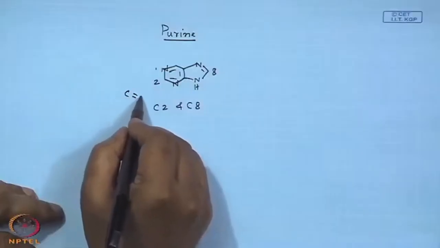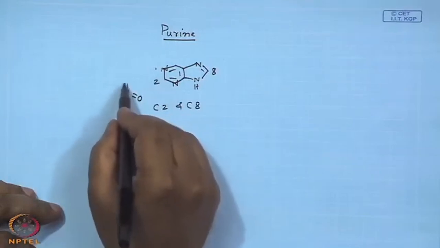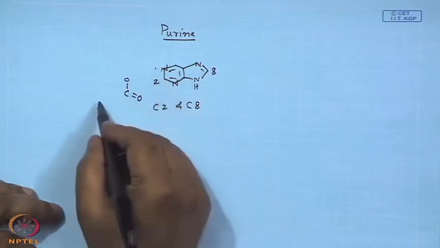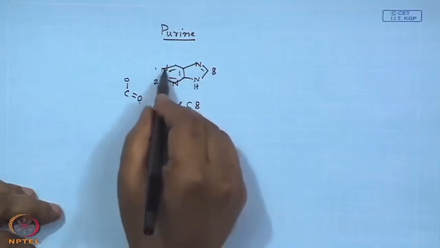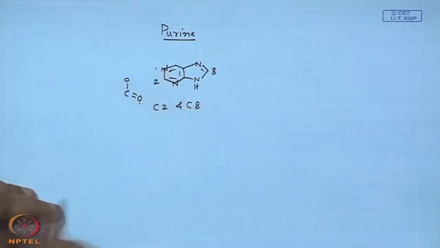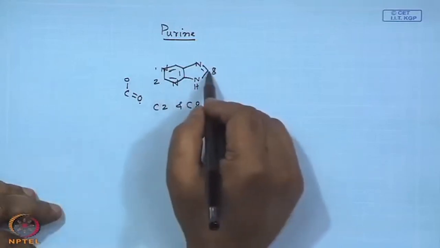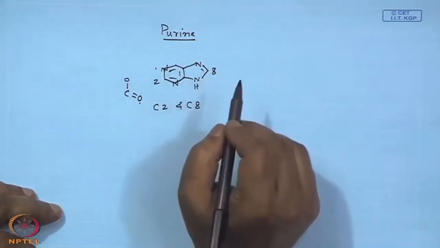But if you see C2, it has some resemblance with formic acid, or formaldehyde, formic acid. If you just take this carbon out, instead of nitrogen, you put oxygen here, in this case it is formic acid. So, that means C2 matches the oxidation level of formic acid. And similarly, C8 also matches the oxidation level of formic acid.